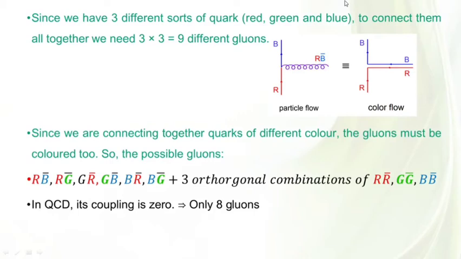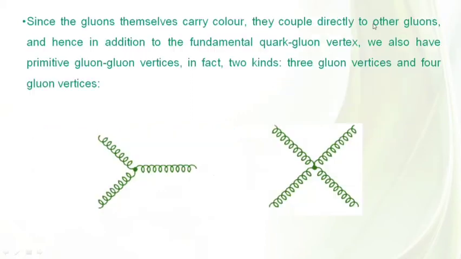And since we are connecting together quarks of different colors, the gluons must be colored too. Gluons have colors. So the possible gluons are RB dash, RG dash, GR dash, GB dash, BR dash, BG dash, plus 3 orthogonal combinations like RR dash, GG dash, and BB dash. These orthogonal combinations are also allowed, but the singlet coupling is not allowed in quantum chromodynamics. Only 8 gluons are possible.